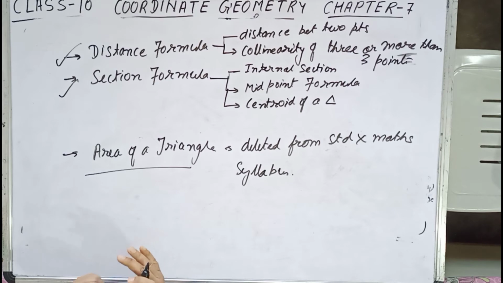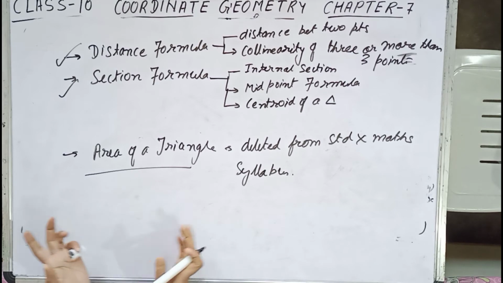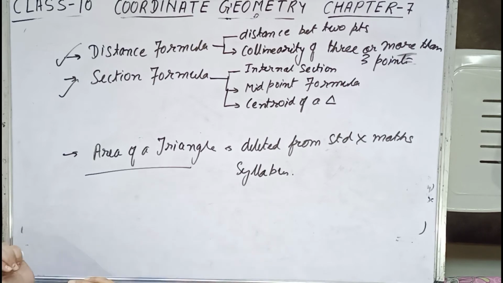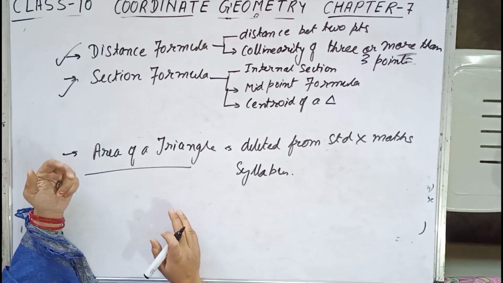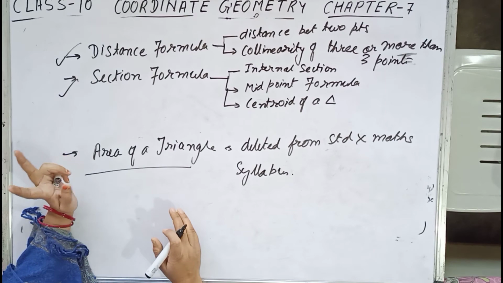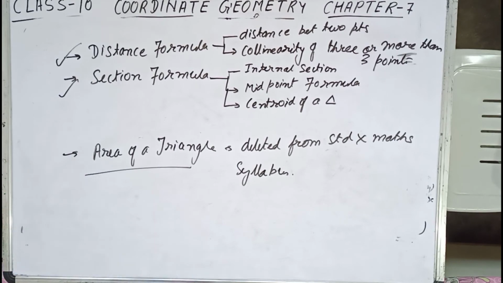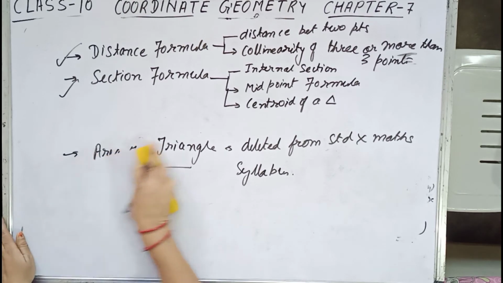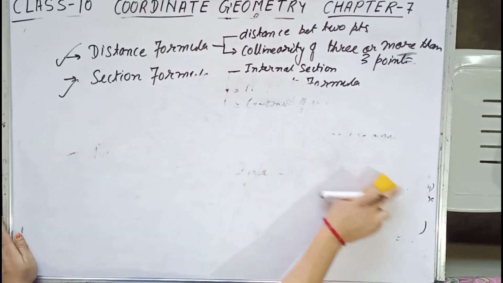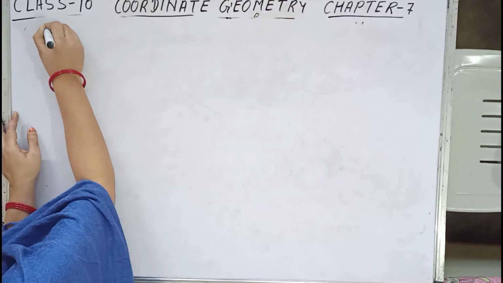But if you feel that you want to do something extra, you do it, and if you have any doubt, you definitely will be asking me. So actually, talking about coordinate geometry, only two topics are there, that is distance formula and the section formula. So now let us start. Let us start with the distance formula.